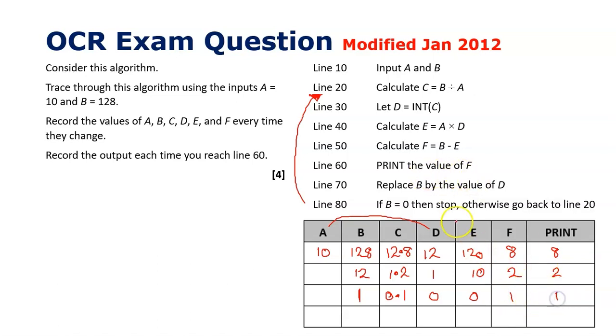I've seen it this time. Replace B by the value of D. D is 0. If B equals 0, it does. I stopped this time. Okay, I've done it. That's what I was asked to do.